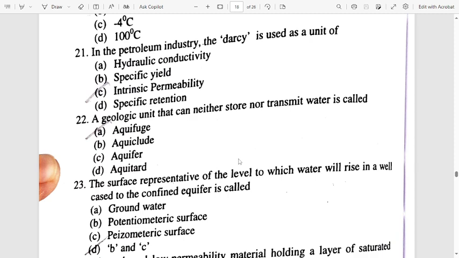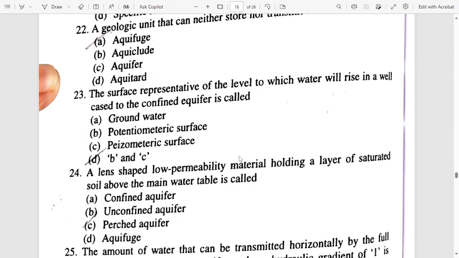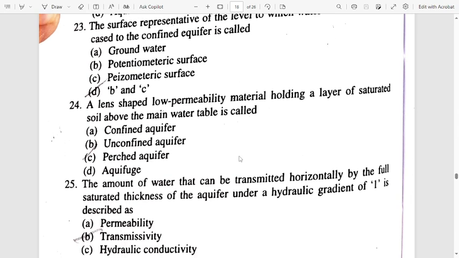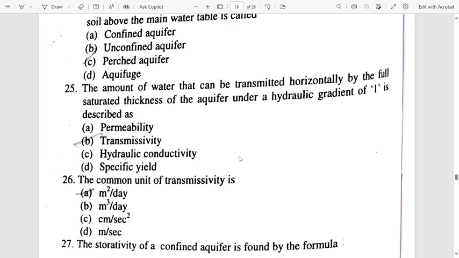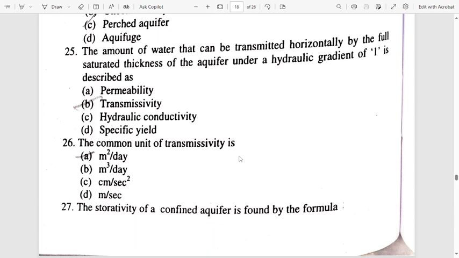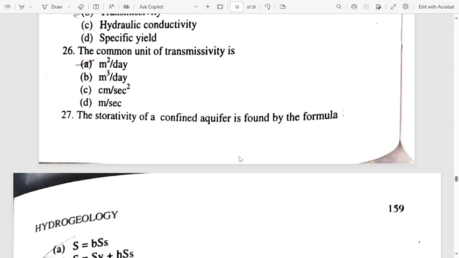The surface representative of the level to which water will rise in a well cased to a confined aquifer is called potentiometric surface and piezometric surface. A lens-shaped, low permeability material holding a layer of saturated soil above the main water table is called perched aquifer. The amount of water that can be transmitted horizontally by the full saturated thickness of the aquifer under the hydraulic gradient of 1 is described as transmissivity. The common unit of transmissivity is meter square per day.